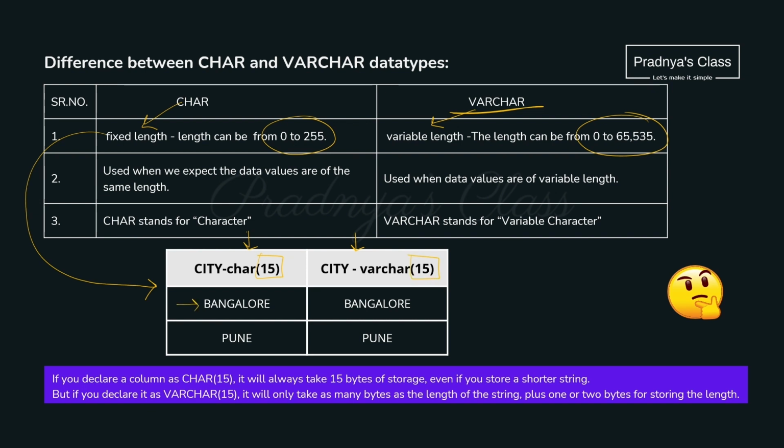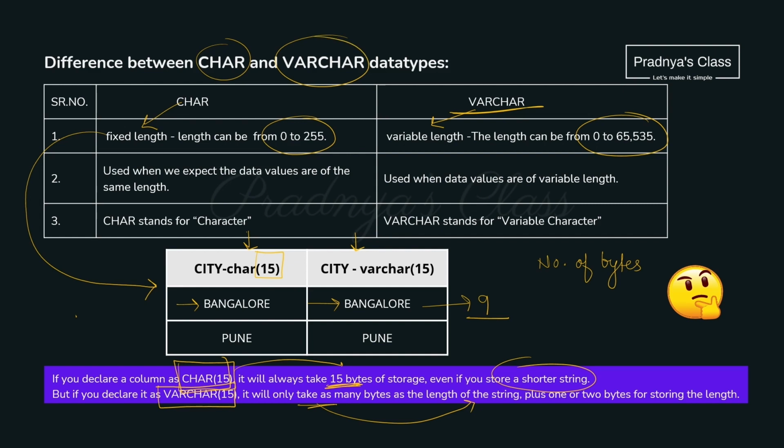In both columns, we have stored the same string. Now we want to know the number of bytes occupied by both the strings. In case of char 15, it will take 15 bytes of storage, as we have given size 15, though it is storing a shorter string. Whereas in case of varchar 15, it will take as many bytes as the length of the string. So the number of bytes here will be 9. That is the difference between char and varchar data types.